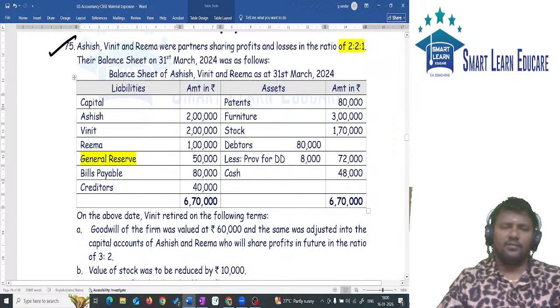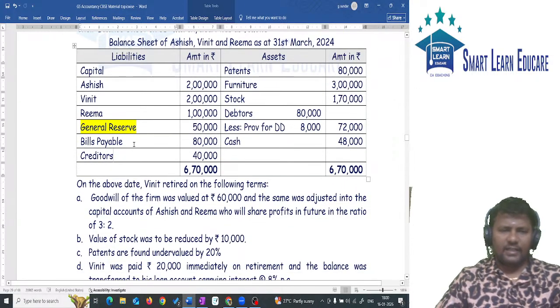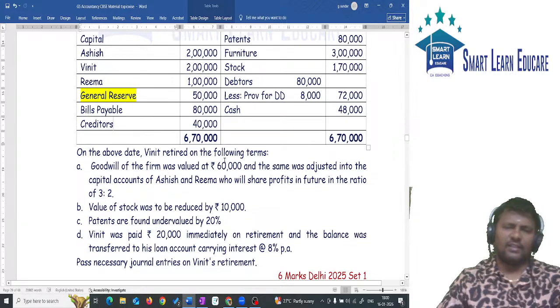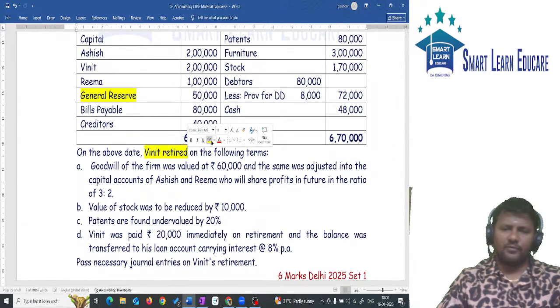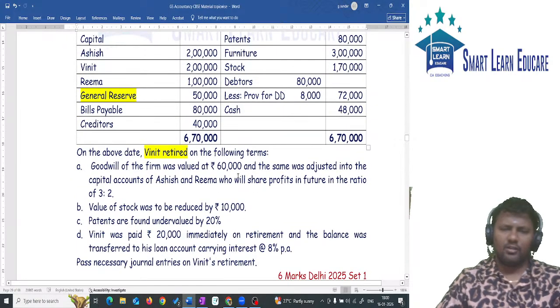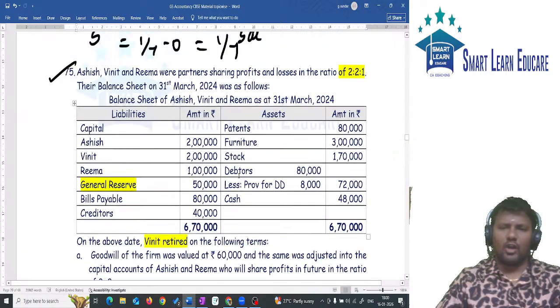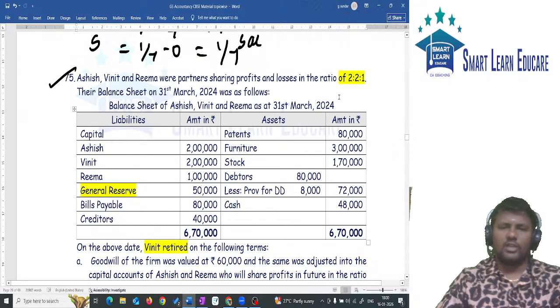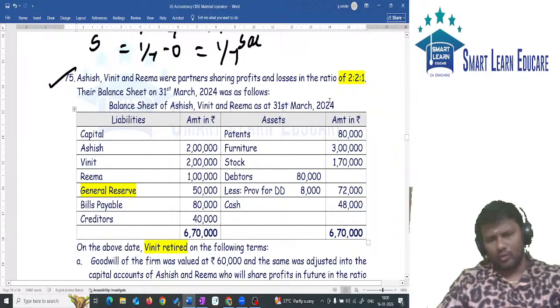Next, creditors are given, bills payable, patent, furniture, stock, debtors, provision, cash. These are the items given. We retire on the following terms. Who is the retiring partner? V is the retiring partner. And the profit sharing ratio is not given, meaning the partners continue to share profit in their old ratio.